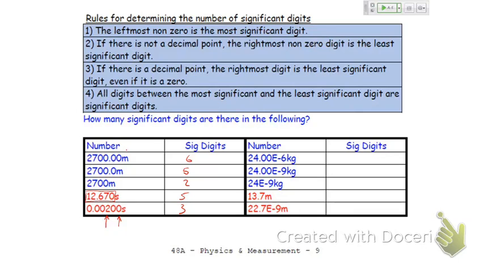Forget about the 10 to the minus stuff. There's my most, there is a decimal place, there's my least. 4 significant digits. Forget about the 10 to the something. There's my most, there's my least, it's still 4. There's my most, there's my least, it's 2. It's 3. It's 3. Cool. So that's something that'll come up.